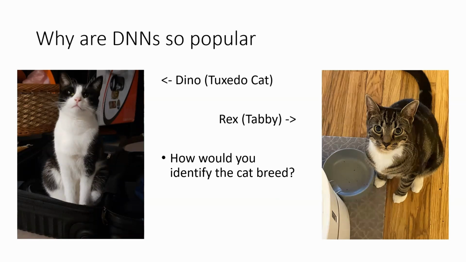How would you do it? Tuxedos are black and white. Tabby has some level of colors. Okay, so coloration, pretty good. Anyone else? Tabbies have stripes. Anything else? Okay, so maybe tuxedo cats are bicolored.